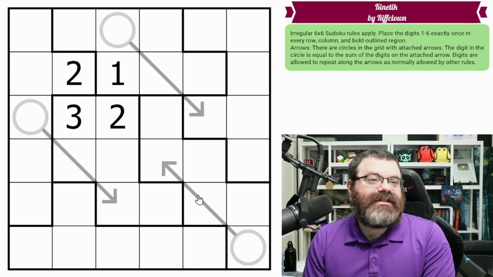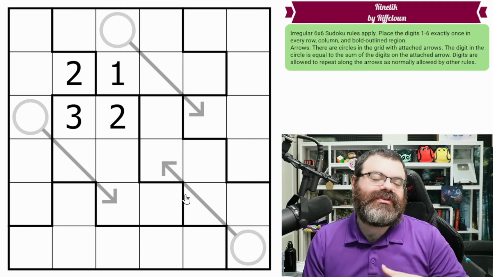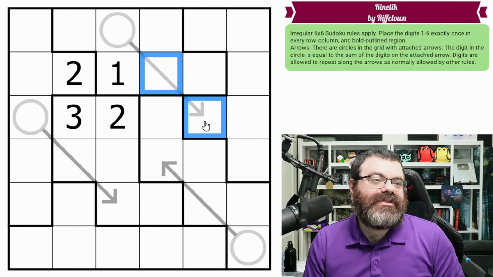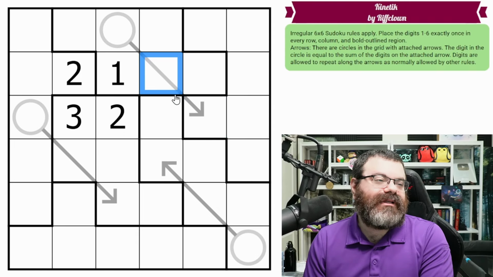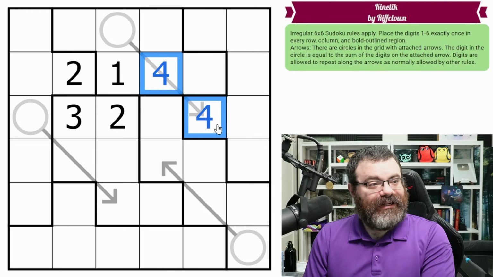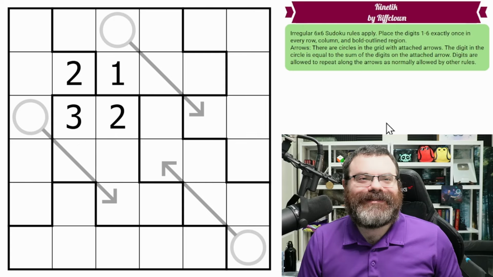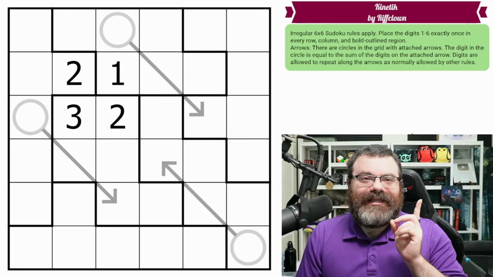Arrows do not prevent repeating. We just mentioned that because some constraints do prevent repeating. The arrows do not. So, for example, I could put a 4 here and a 4 here. It would add to 8, which doesn't actually work because there's no 8. But I couldn't find a digit to actually repeat that would work. Anyway, that is it. Those are the rules.